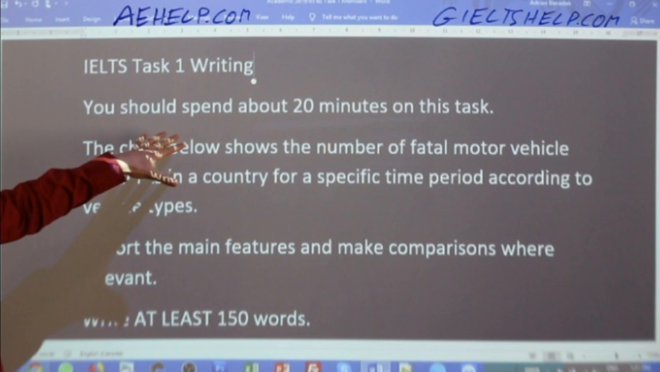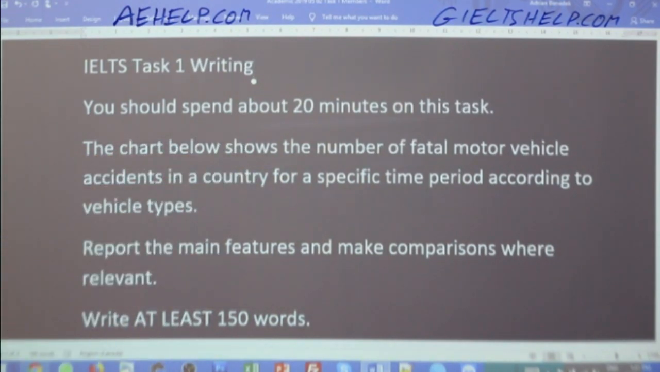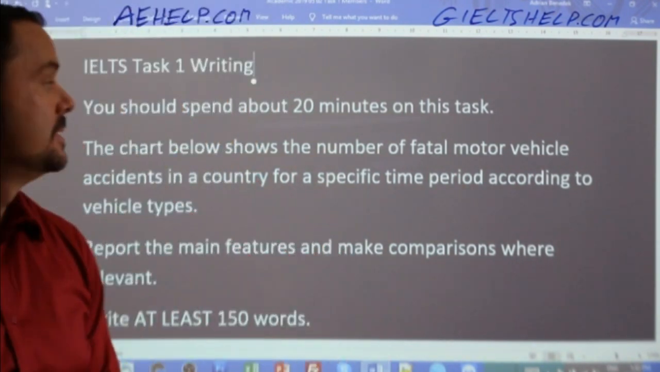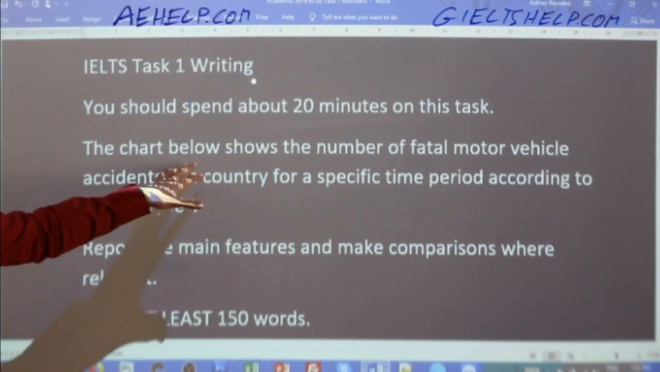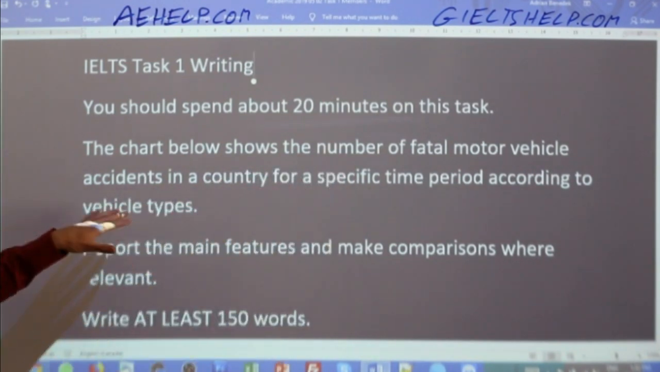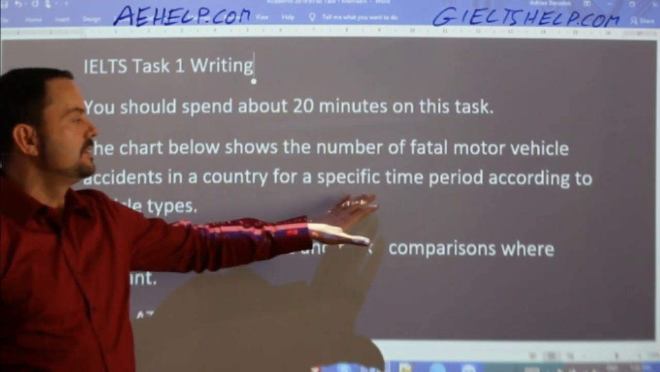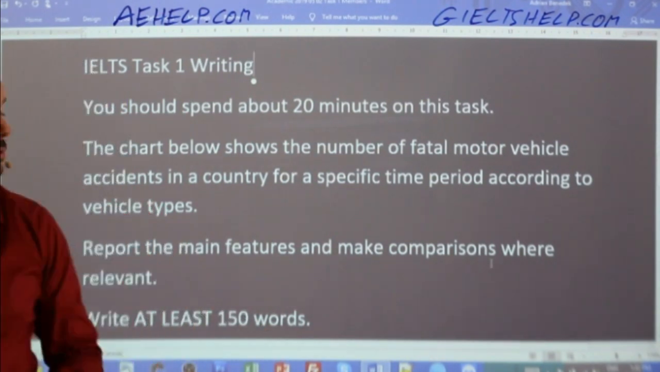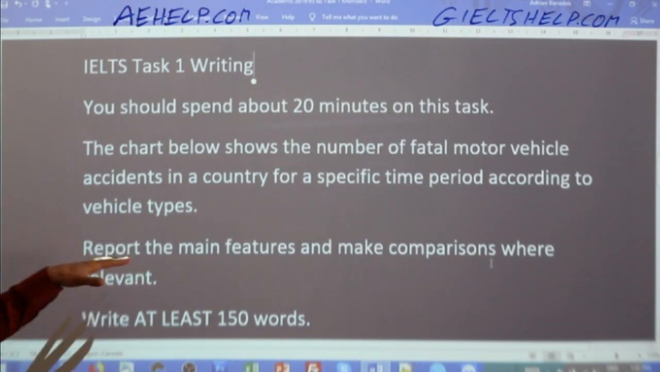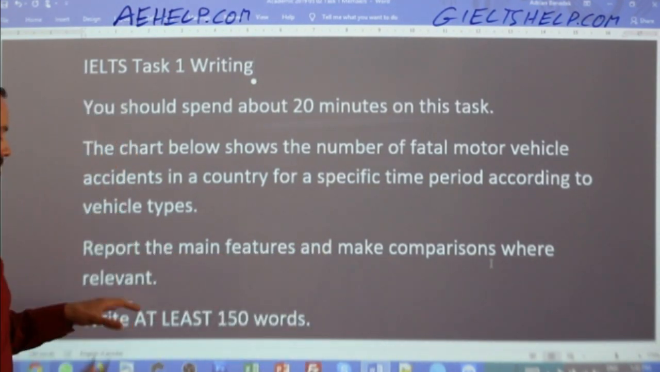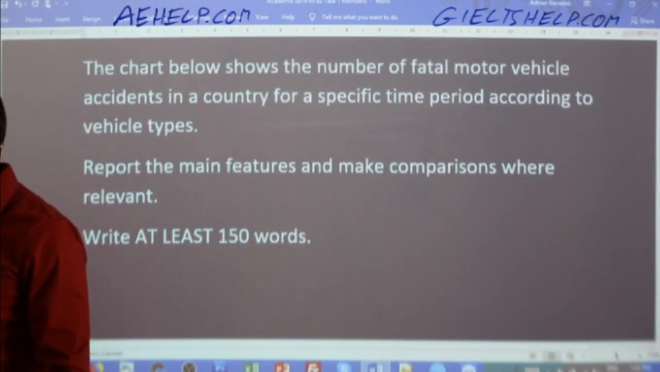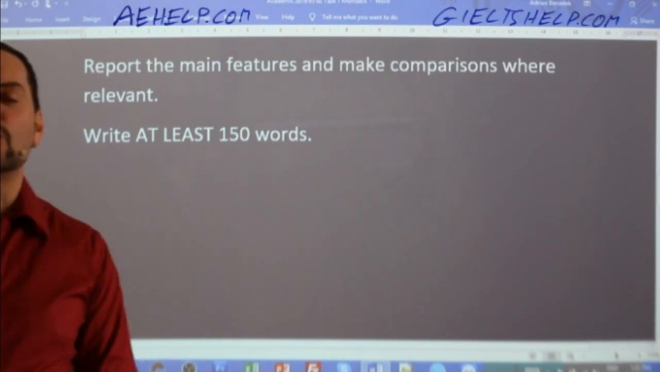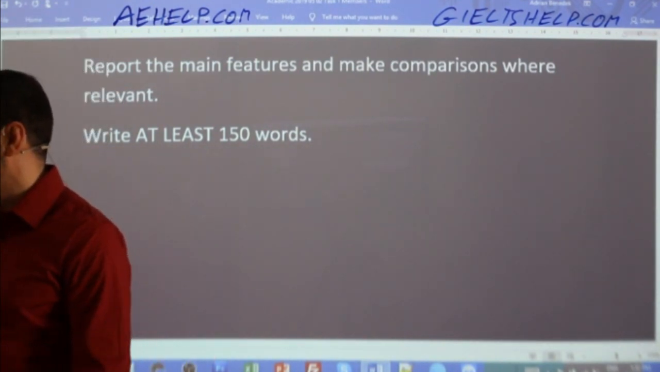You should spend about 20 minutes on this task. Again, make sure to practice your timing. Timing is important for the exam, students. The chart below shows the number of fatal motor vehicle accidents in a country for a specific time period according to vehicle types. Report the main features and make comparisons where relevant. Write at least 150 words. So that's what we're looking at today.